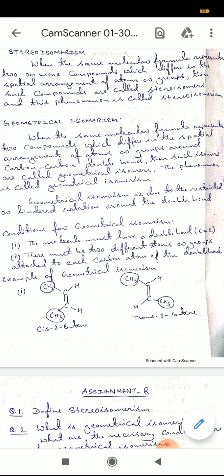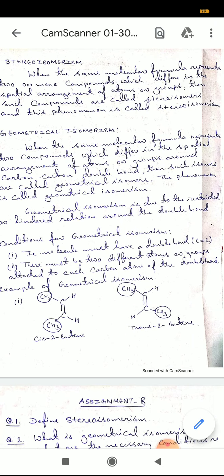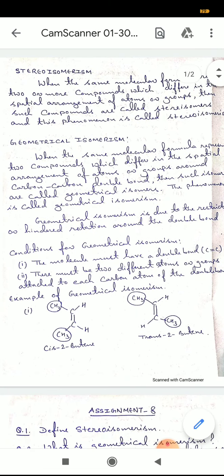So if you have a single bond, then the atoms around it can be rotated in the molecule, whereas when you have a double bond, that rotation is hindered. That means it does not allow that rotation. So geometrical isomerism will take place only where we have a carbon-carbon double bond. Okay, now what are the conditions necessary for geometrical isomerism?